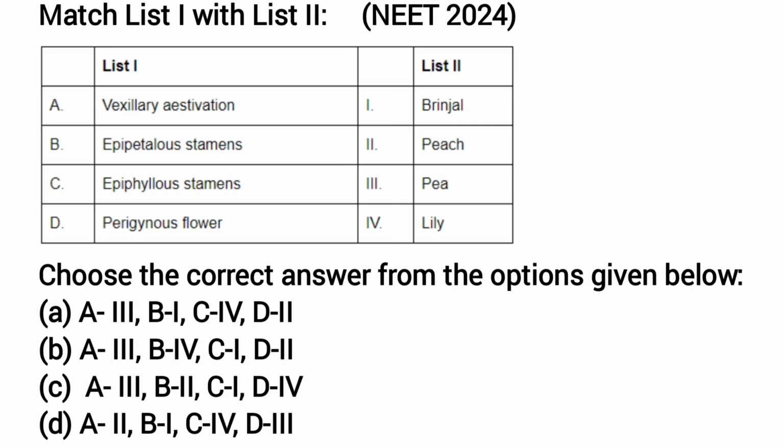Next one, B, that is epipetalous condition. Epipetalous means stamens are attached to the petals. That condition is known as epipetalous, and it is seen in brinjal. So B matches with 1, and it is given in option A. So easily you can tick option A as the correct answer for this question.